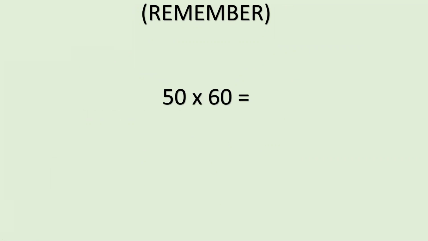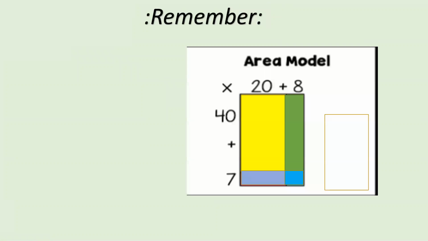Here we have 50 times 60. Remember, when you're multiplying with numbers that end in 0, you could ignore the zeros first, only if they end in 0. Multiply the remaining numbers, so 5 times 6 is 30, and then you're going to go ahead and add those zeros you crossed off to the end of your answer. So the answer for 50 times 60 is 3,000.